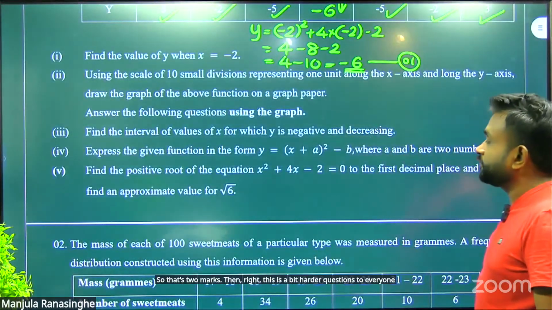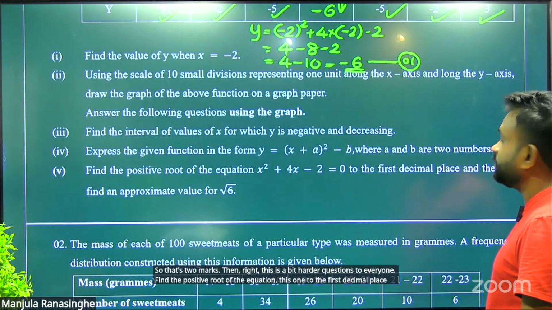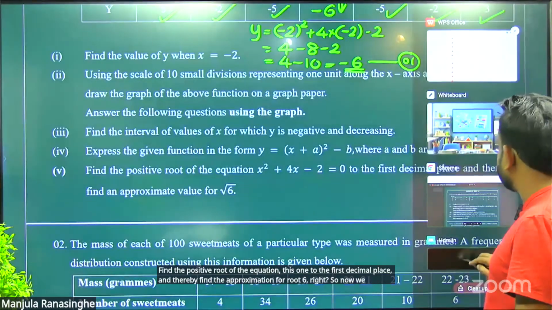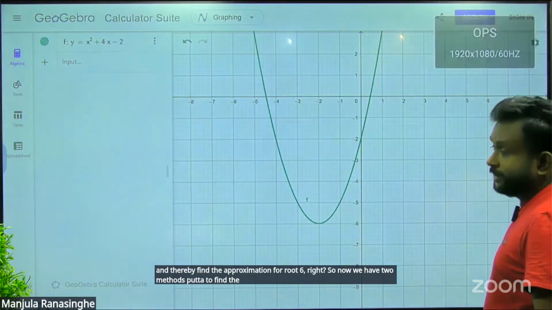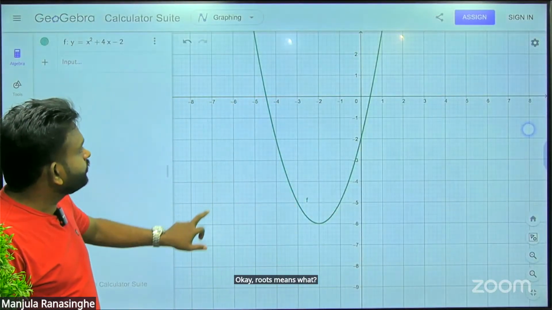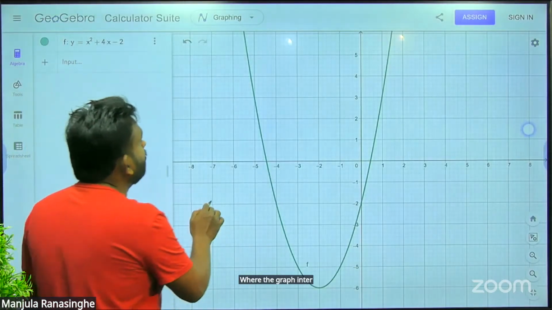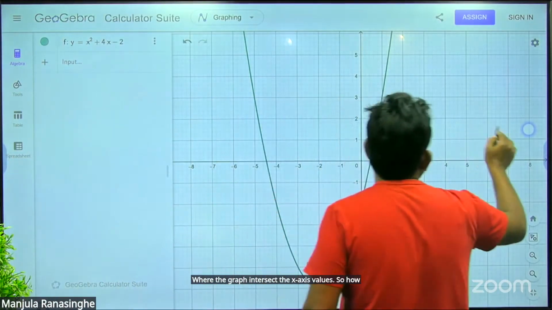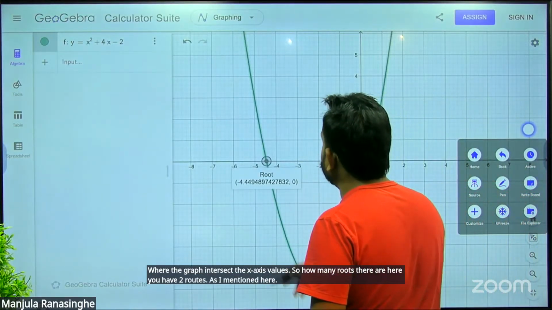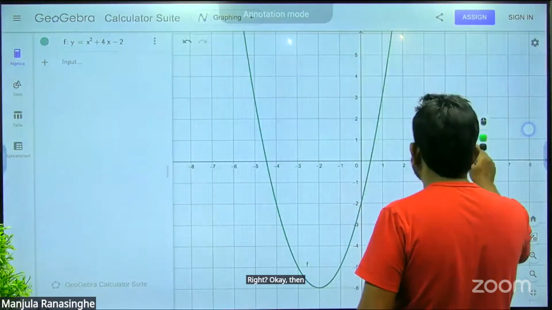Find the positive root of the equation to the first decimal place, and thereby find the approximation for root 6. Right, so now we have 2 methods to find the roots here. Roots mean where the graph intersects the x-axis. So how many roots are there here? You have two roots, as I mentioned, here 0.4 and here -4.4.